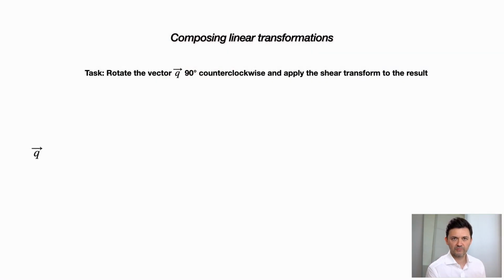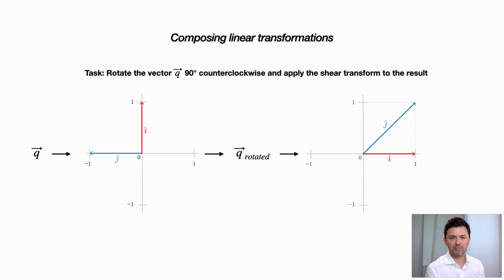So we have q. What we need to do is apply a transformation which rotates the whole space 90 degrees counterclockwise. After this transformation, we can call the new vector q rotated. And then we want to apply the shear transform to the result, which means we need to apply the shear transform to the q rotated. We apply the shear transform to the whole space, in which also q rotated lives, and we get the q final. So this will be the vector after two linear transformations.